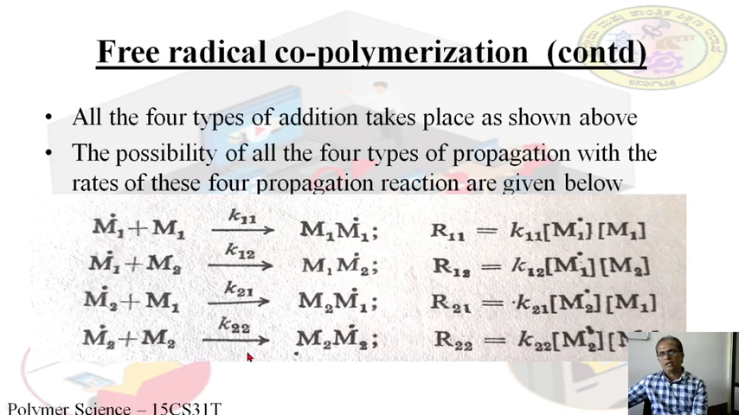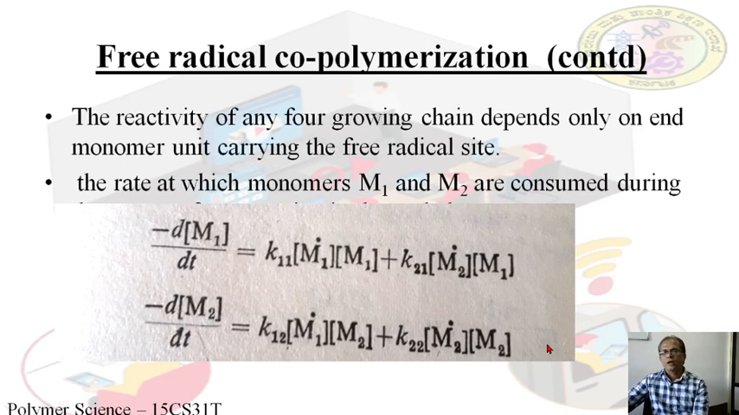The fourth one we can write as R22, that is equal to K22 [M2•][M2]. So these are the four growing chains, and the reactivity of them is given by R11, R12, R21 and so on.